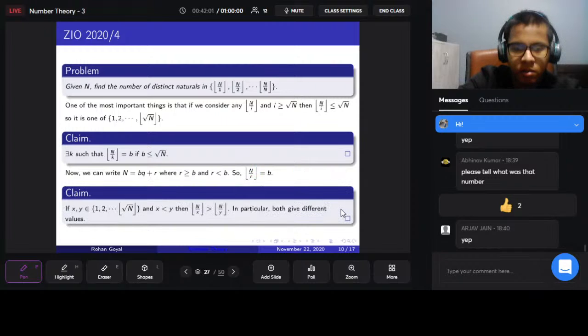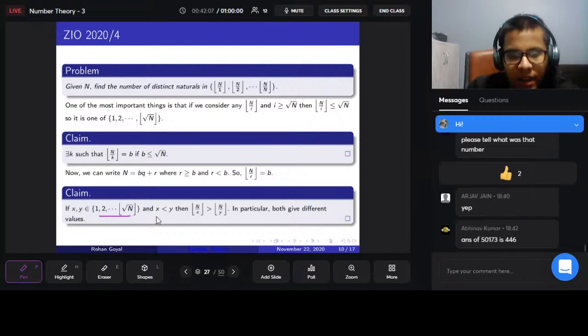Now we claim that if x and y are in this set and x is less than y, then floor of n by x is greater than floor of n by y. And in fact, if one is greater than the other, then we'll obviously get that both are different.